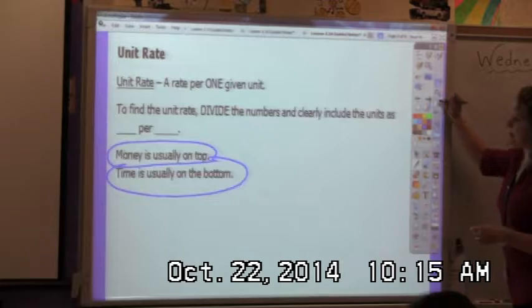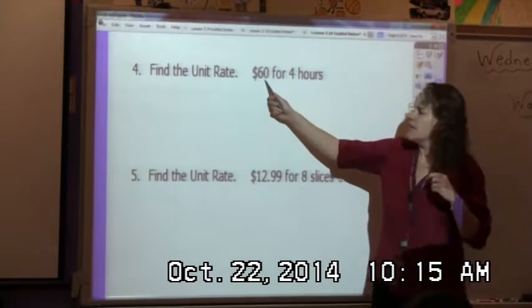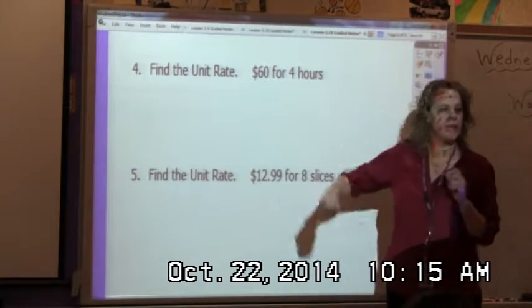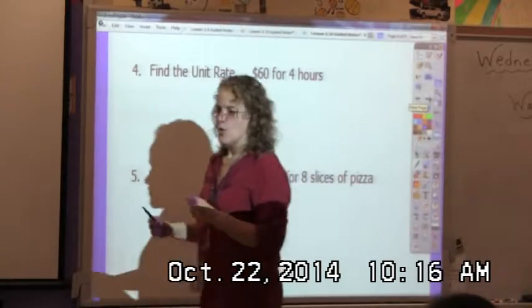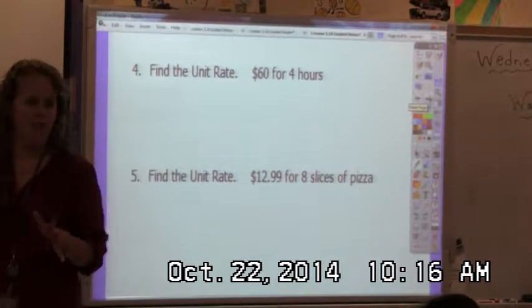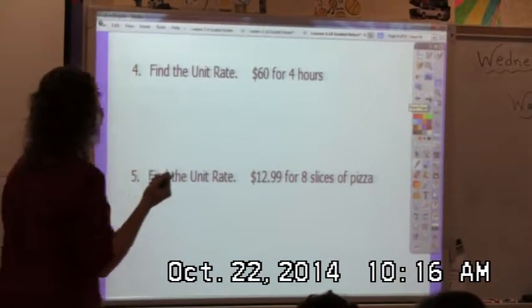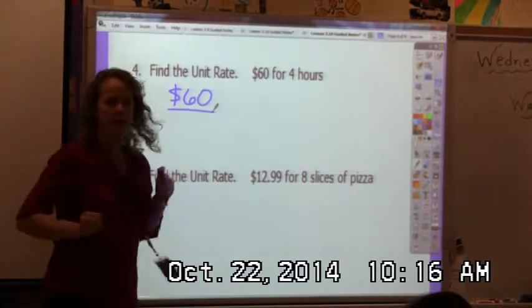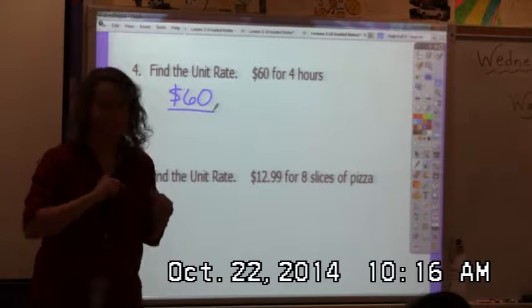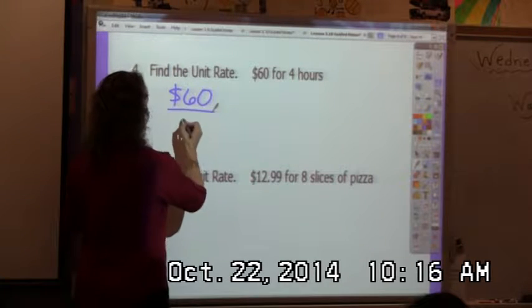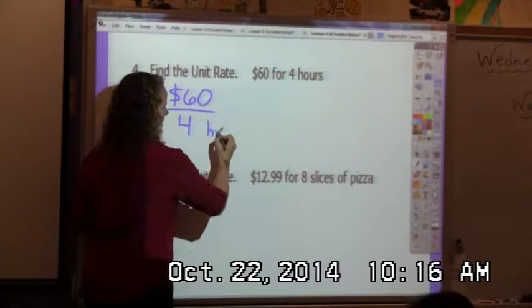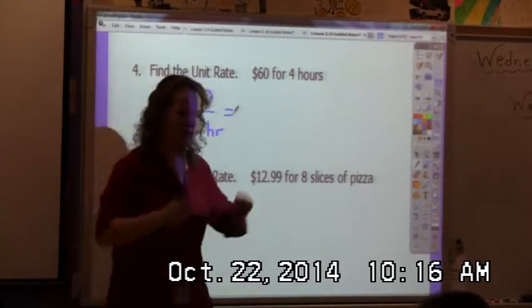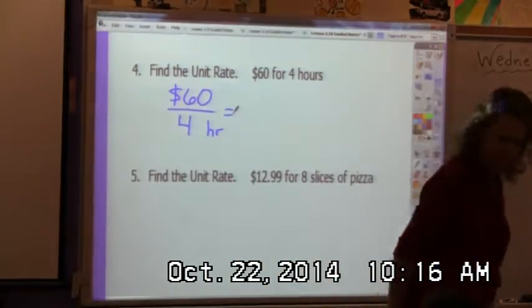Okay, first example, here we go. We're going to find the unit rate. If you earn $60 for 4 hours of work, which one should go on top? The money. So we're going to put the $60 on the top. What goes on the bottom? 4 hours. Excellent. That's our time. And that's going to go on the bottom. And now you can punch it into your calculator, top divided by bottom.